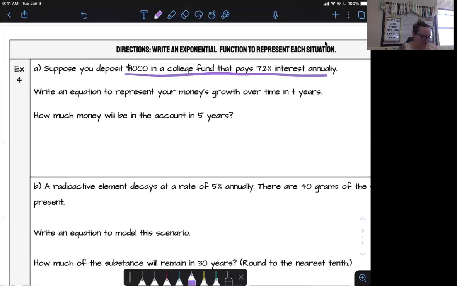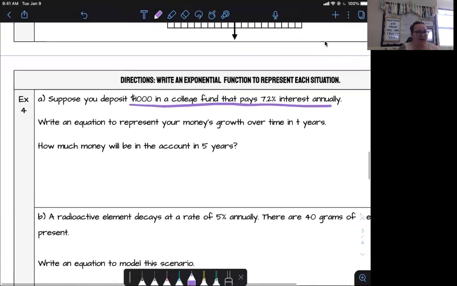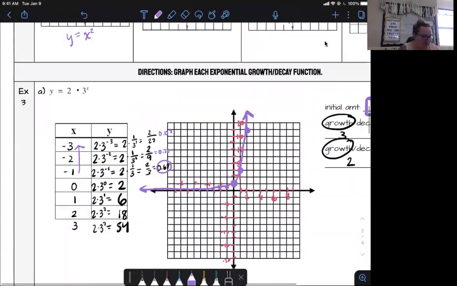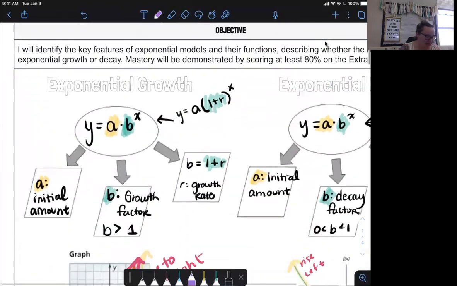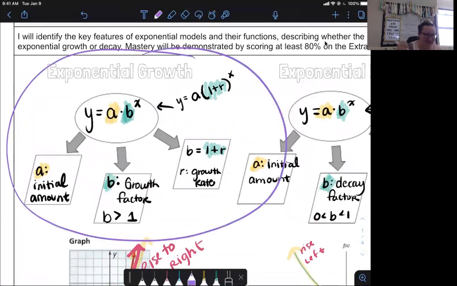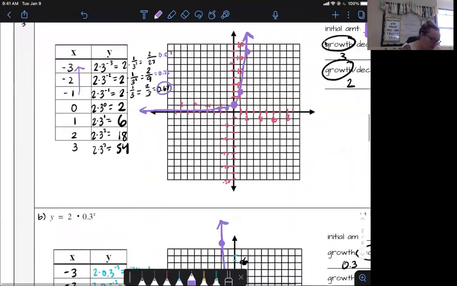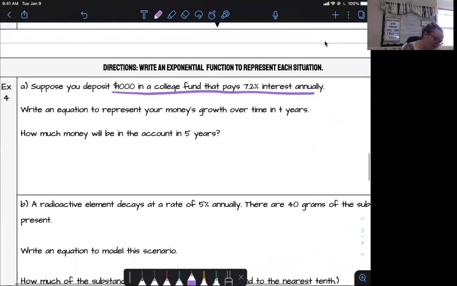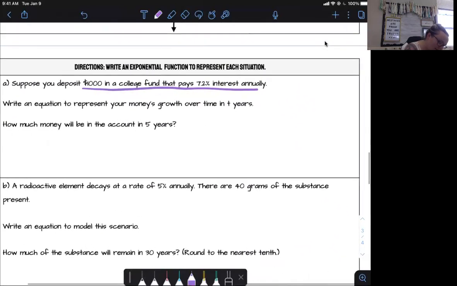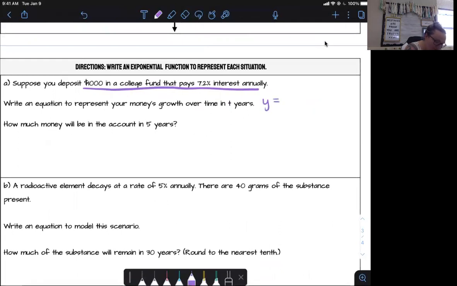So this is an exponential growth model, because I'm sure you don't want to put your money into an account and watch it go away, right? If you're investing it, you want your money to grow on that investment. So we're going to use our exponential growth model where b is equal to 1 plus r. So when I write my equation, I'm going to say y is equal to a times b to the x, but for b, I'm going to use 1 plus r.